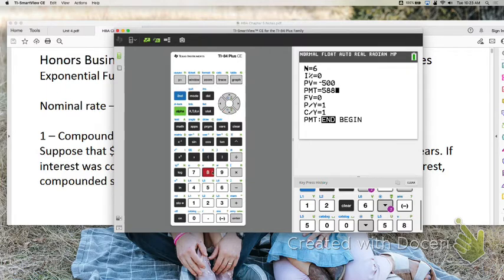Oops, it did not stay there. Okay. Hang on, here we go. Future value, 588.38.